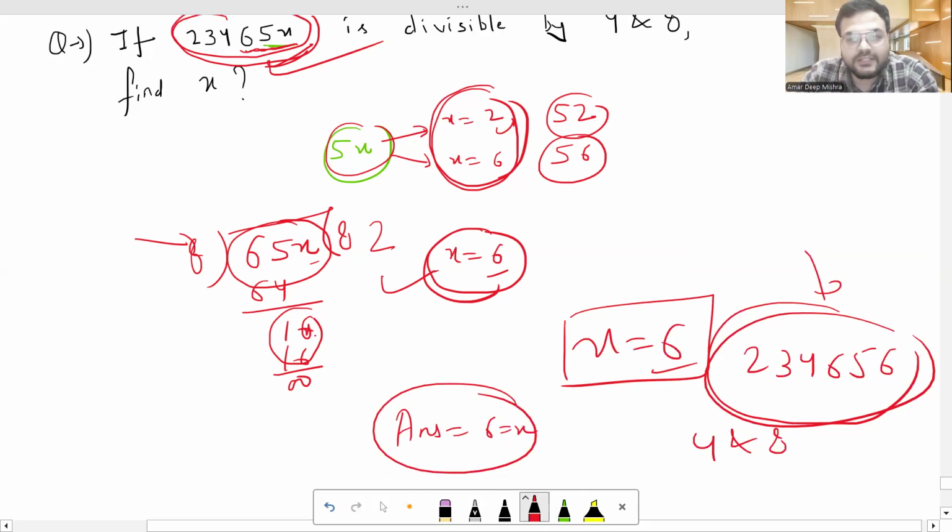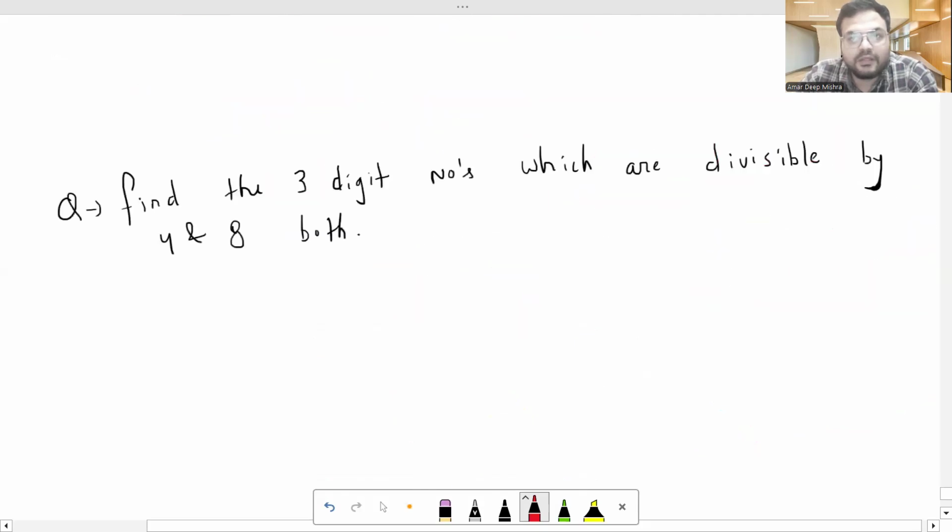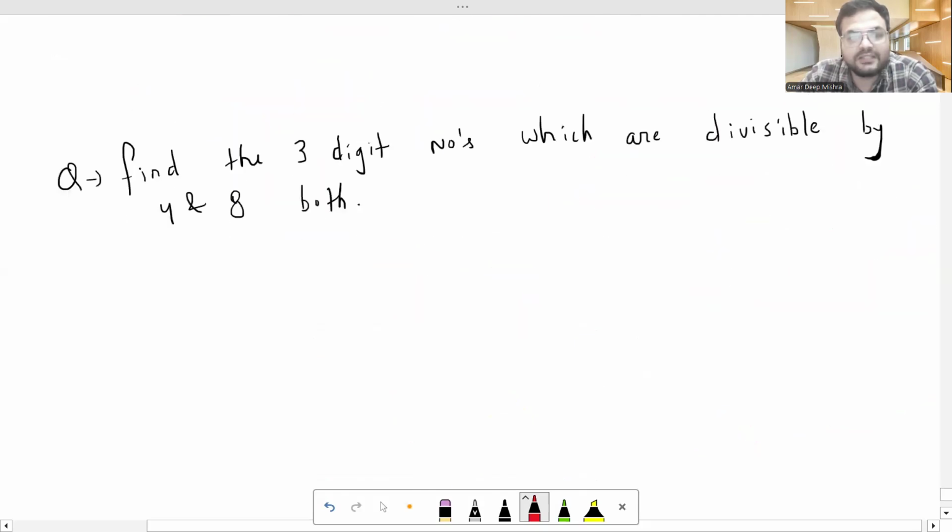Okay. Now let's move towards the next question. Please read this one, read this question and try to solve this question on your own. Pause the video for a moment. Okay. The question says, find the three-digit numbers which are divisible by 4 and 8 both. So in this case, you have to find out the three-digit numbers which are divisible by 4 and 8 both.